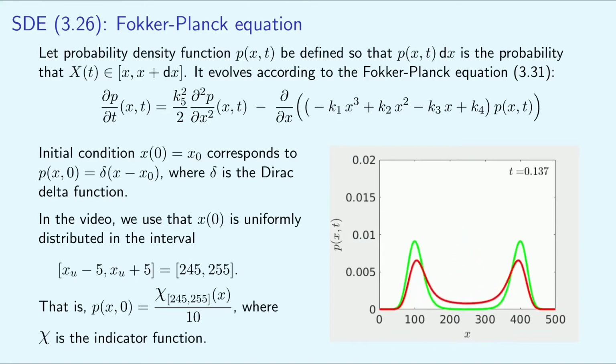However, our initial condition is very special in a way that half of the initial distribution is closer to the lower stable steady state 100 and half of the initial distribution is closer to the upper steady state 400. So let us consider a different initial condition.